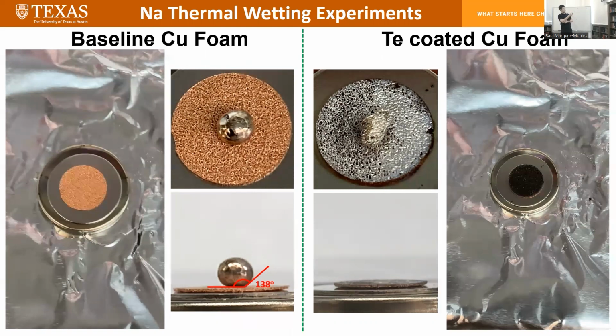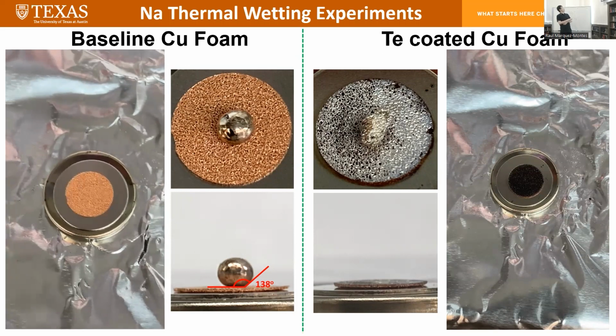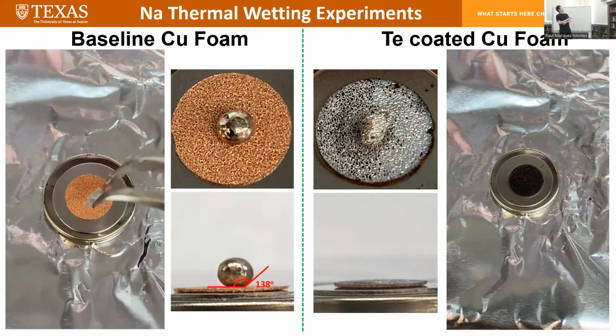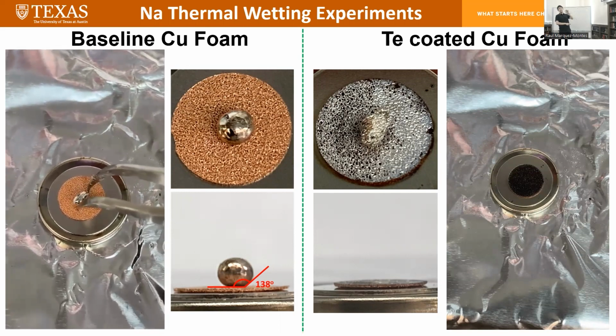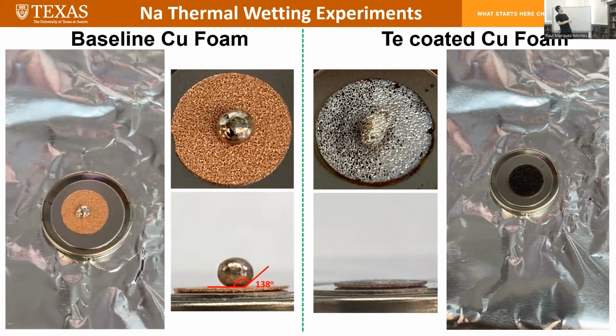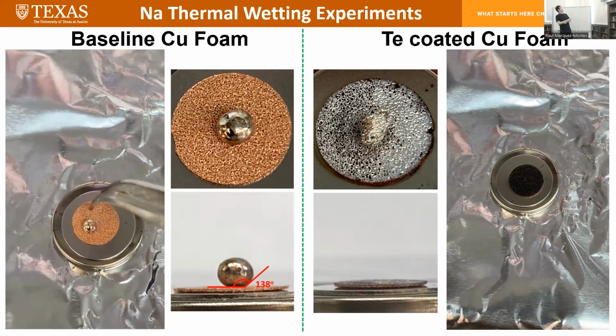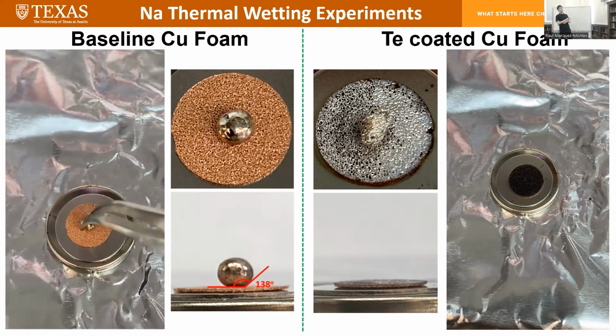Basically, on the left side, you have the baseline copper foam. On the right side, the titanium coated foam. So let's see what we have. This is the thermal wetting. Basically, the cells are put on the hot plate at around 300 degrees C. Now I put a small piece of sodium, and it melts immediately.